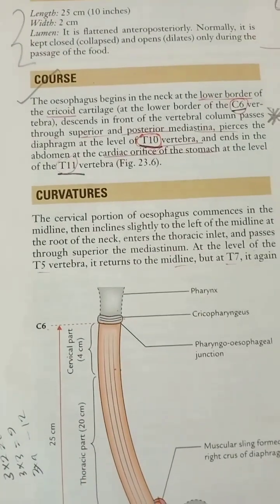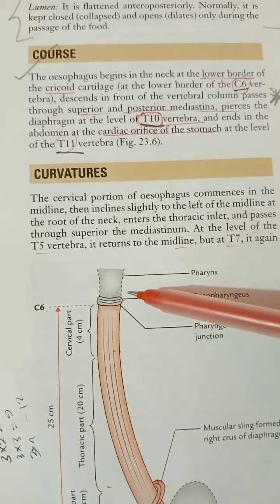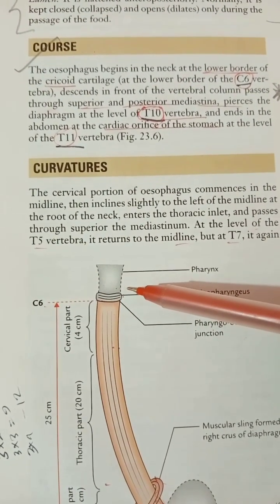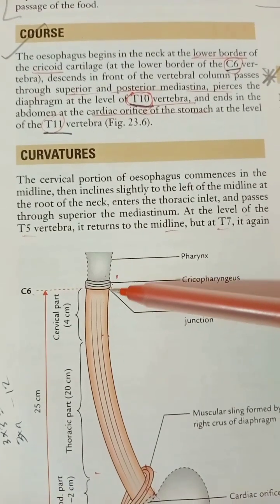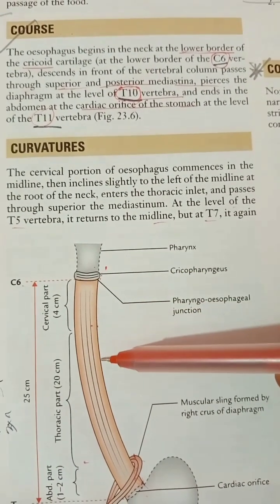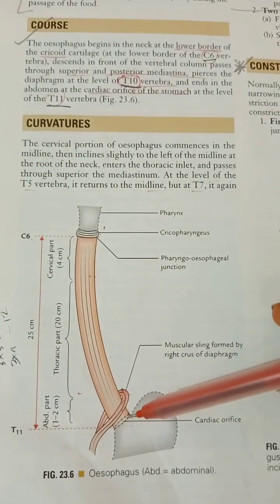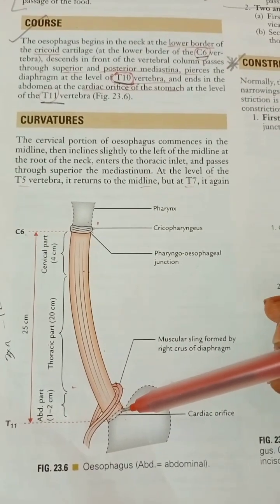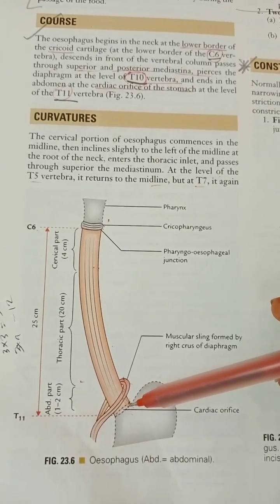Now the course of the esophagus. It begins at the neck level, at the lower border of the cricoid cartilage, vertebral level cervical 6 vertebra. Then it descends in front of the vertebral column and passes through the superior and the posterior mediastinum. Then it pierces the diaphragm at the level of the thoracic 10 vertebra and ends at the stomach at the level of the thoracic 11 vertebra.